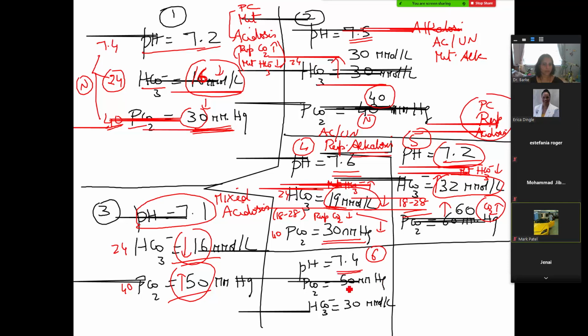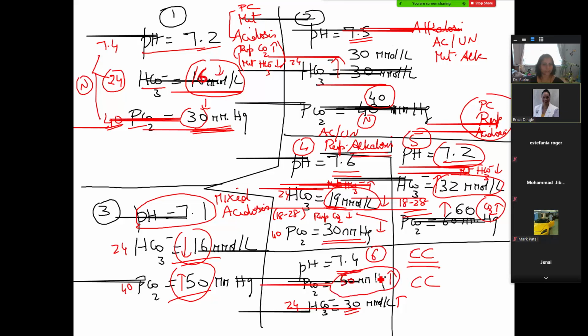Okay. Last one. pH is normal, but carbon dioxide from 40, what has happened to it? It's increased. Bicarbonate from 24 has also increased. So it cannot be normal. Instead, what will we call it as? pH has come back. Compensated. Completely compensated.